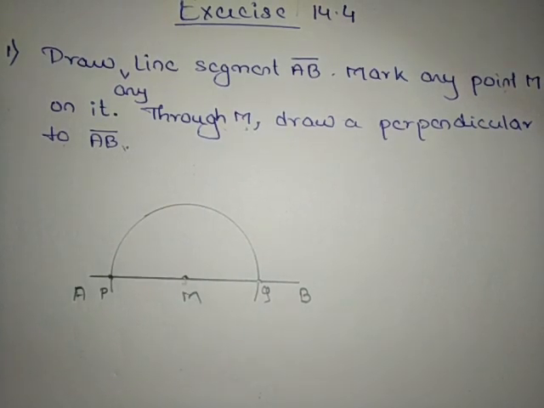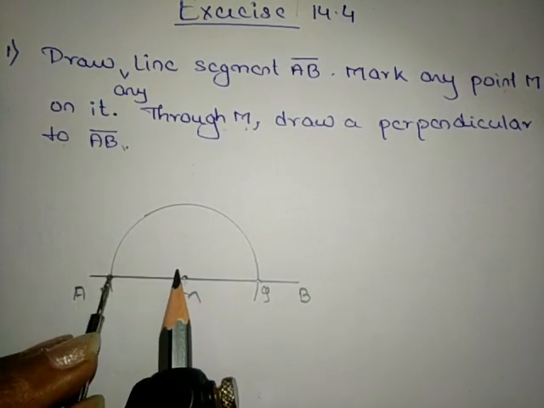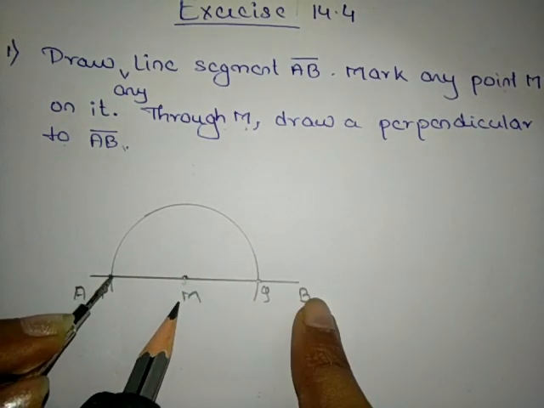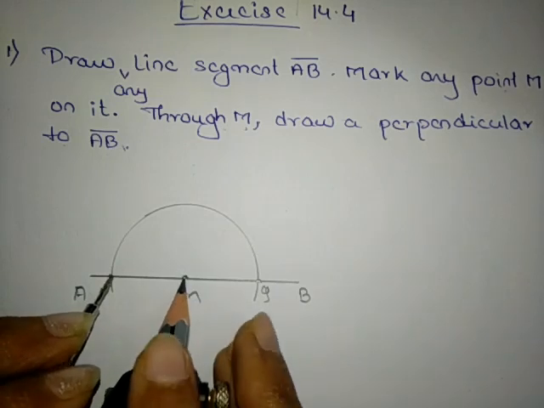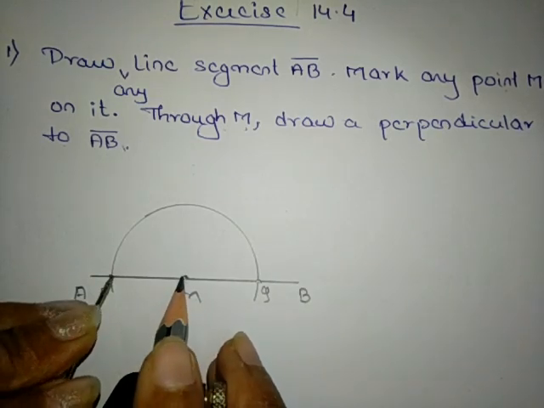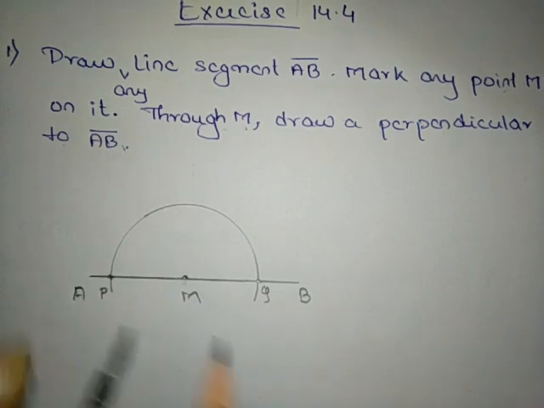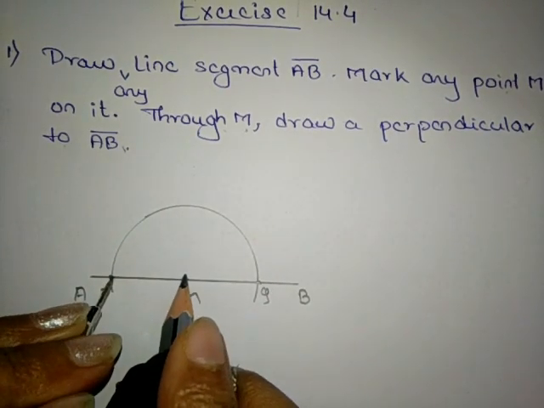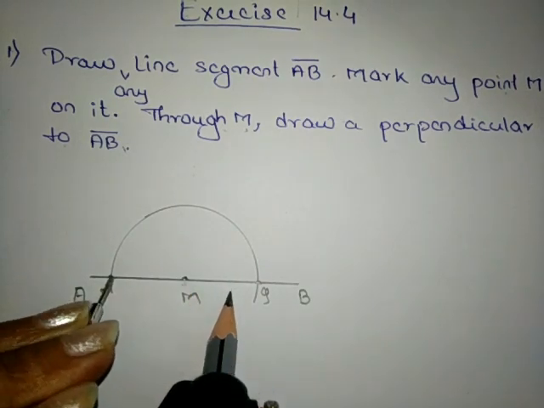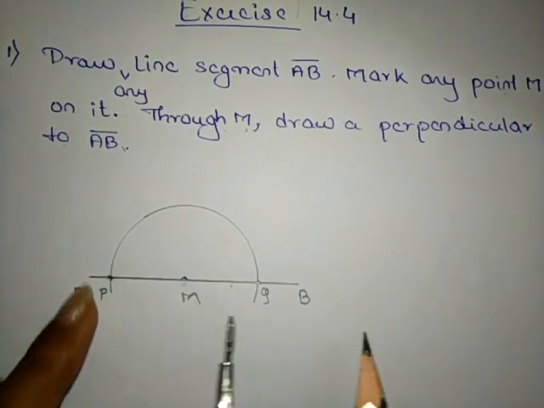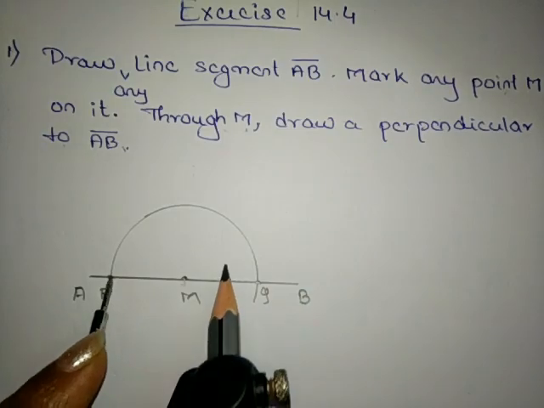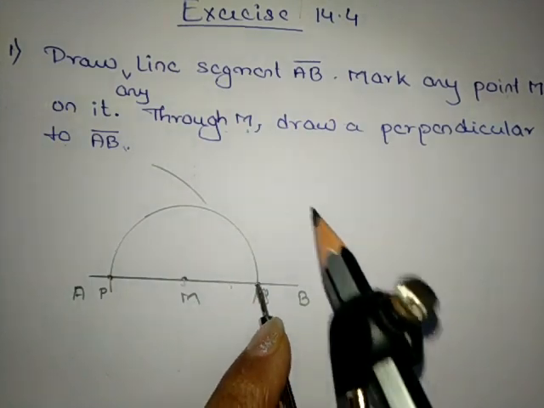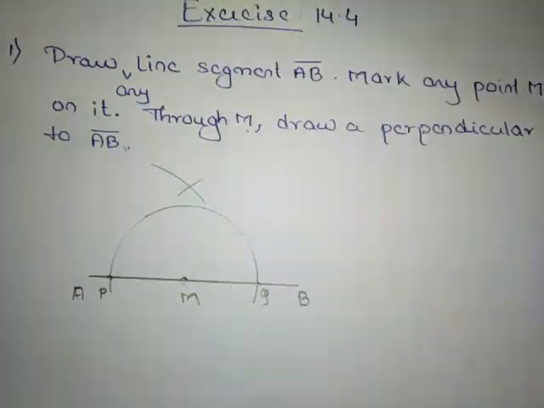Now keeping the compass on the point P, you can observe the point is lying on the line segment AB. At that situation, we need to adjust the compass to more than the length of PM. I will adjust it. Okay, now it is more than the length of PM, isn't it? Now we'll cut. Similarly, keeping on the point Q, again we'll cut it.